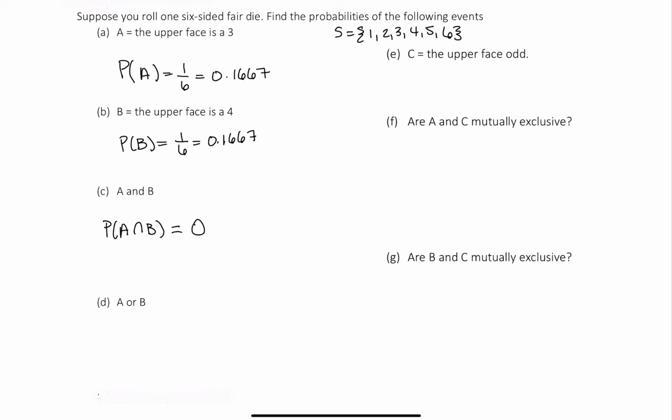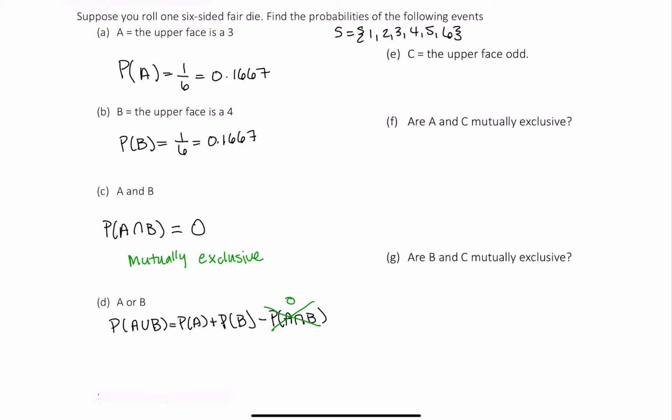Part D, let's find the probability of A or B. So the probability of A or B is equal to the probability of A plus the probability of B minus the probability of A and B. Now, from the previous part, we know that A and B are mutually exclusive. There are no outcomes in their intersection, so the probability of them occurring together is 0. They cannot occur together. They are disjoint, so I can just write a 0 here.